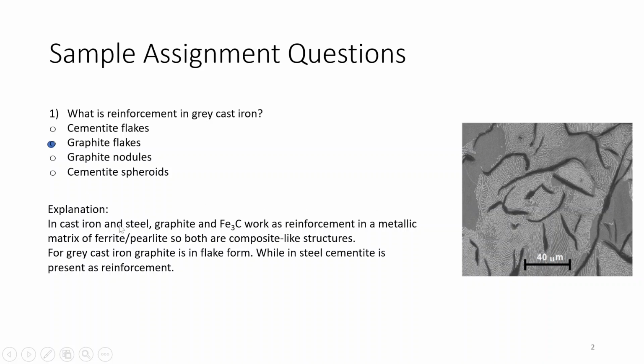Okay, so here the explanation is given: in cast iron and steel, graphite and cementite work as reinforcement in a metallic matrix of ferrite or pearlite. So both are composite-like structures. In case of cast iron you'll have graphite, and in case of steel you'll have cementite as reinforcement. And pearlite is also a composite-like structure, because in that case you'll have ferrite as the softer matrix, and cementite layers, lamellae, as the reinforcements. So for grey cast iron, graphite is in flake form, while in steel, cementite is present as reinforcement.